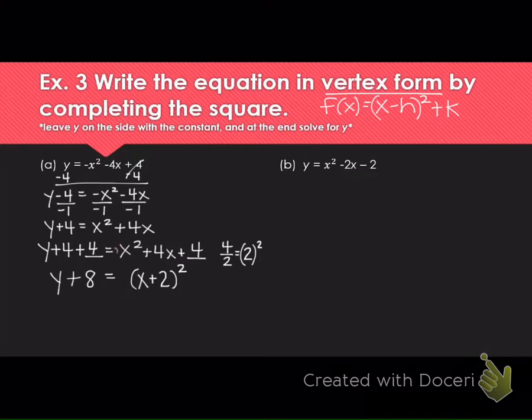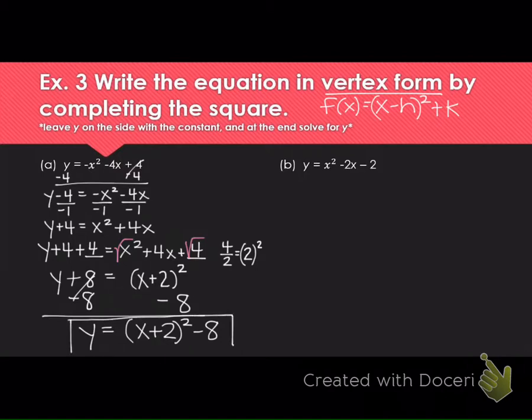Remember, it's the square root of the first term and the square root of the third term. Now, at this point, we've been taking the square root of both sides, but we want our problem in vertex form. So the last thing we have to do is get y by itself. See where it says at the end, solve for y? What do we got to do to get y by itself? Subtract 8. So we subtract 8 from both sides. I can't combine it with anything on the right, so (x plus 2) squared minus 8. Is that not vertex form? It is vertex form.